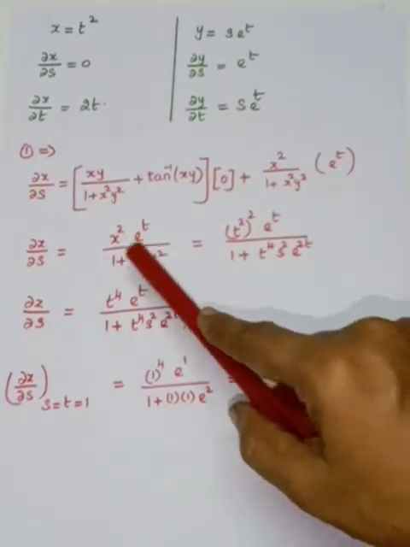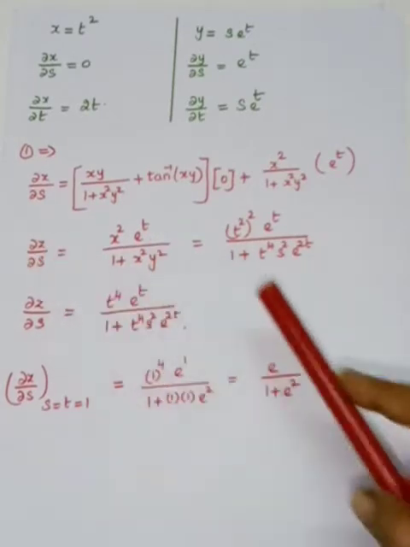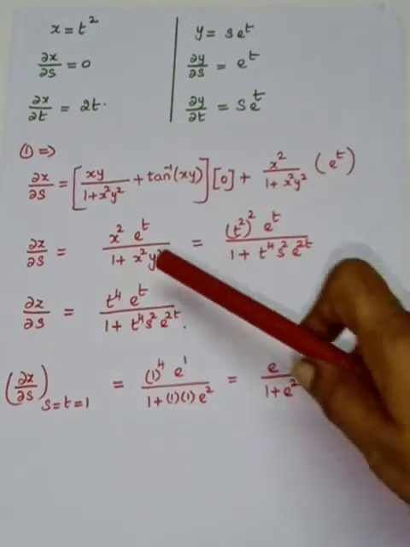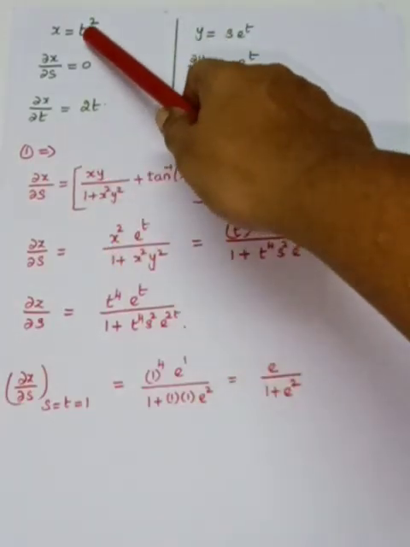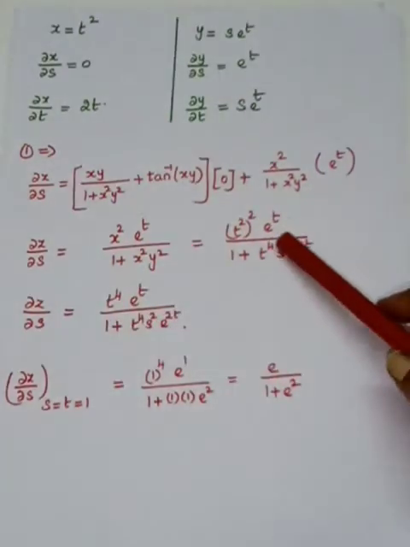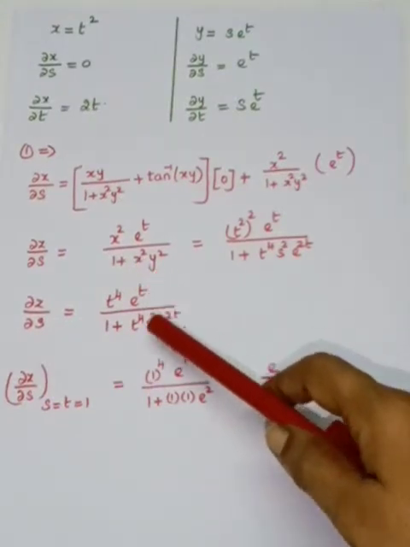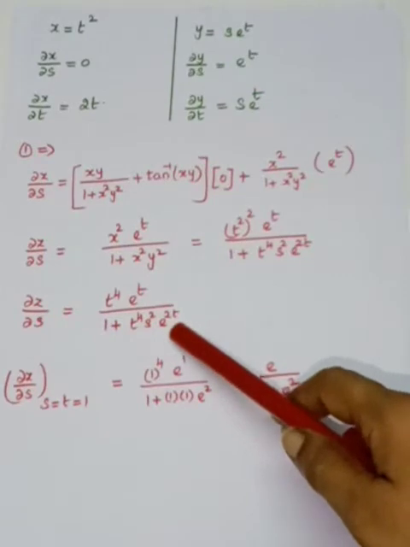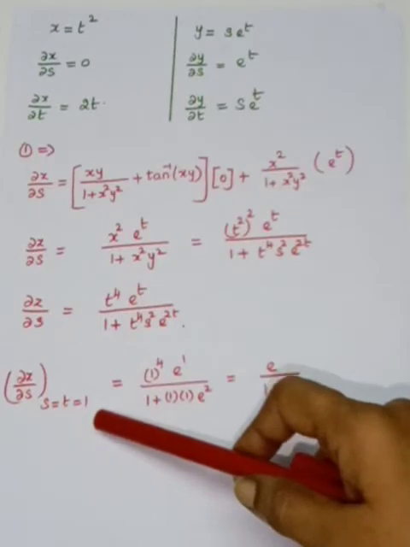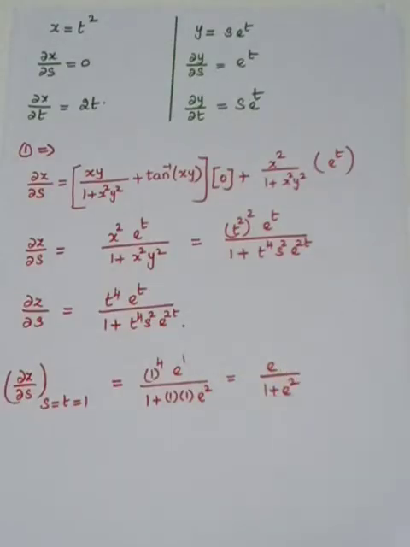So I have written. But you see that z you have to write in terms of s or t can be involved, but x and y should not be involved. So in the place of x, what you have to write? t squared. X squared means t squared the whole square, that is t power 4, e power t divided by 1 plus x squared, which is t power 4. What is y squared? S squared e power t the whole square is e power 2t. It has to be evaluated when s is equal to t is equal to 1. So when you substitute, it is e divided by 1 plus e squared.